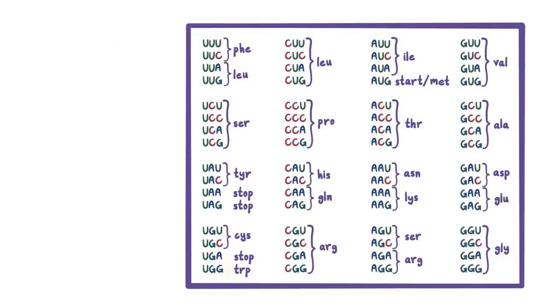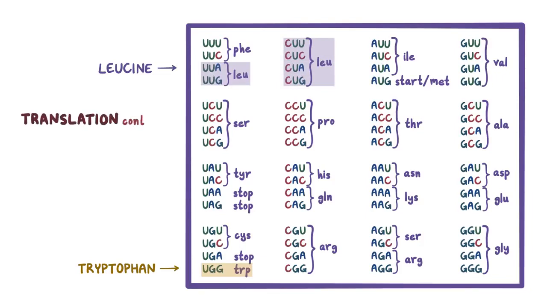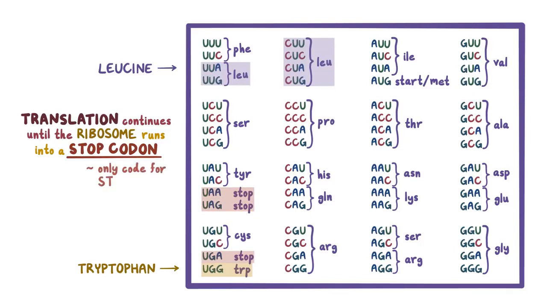For example, while only the UGG codon codes for the amino acid tryptophan, as many as 6 codons code for the amino acid leucine. UUA, UUG, CUU, CUC, CUA, and CUG. Translation continues until the ribosome runs into a stop codon, which is a sequence of UAA, UAG, or UGA. The stop codons don't code for anything else, except for stopping, which is also known as termination.